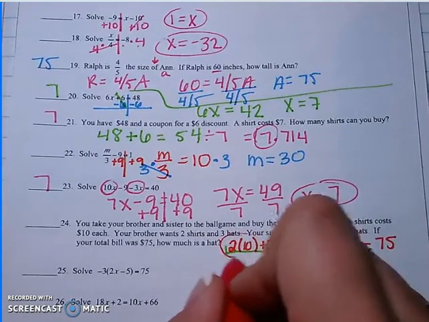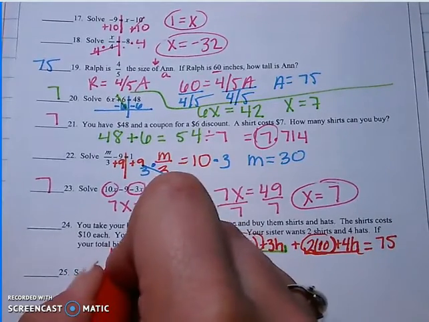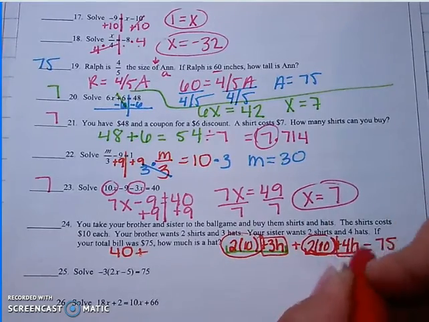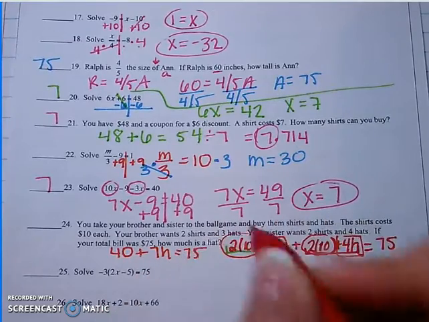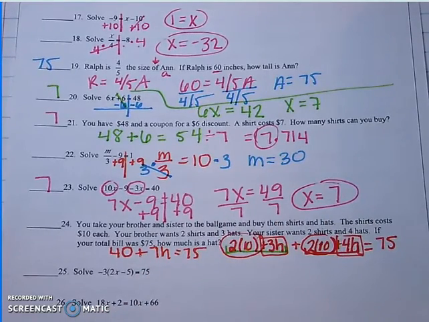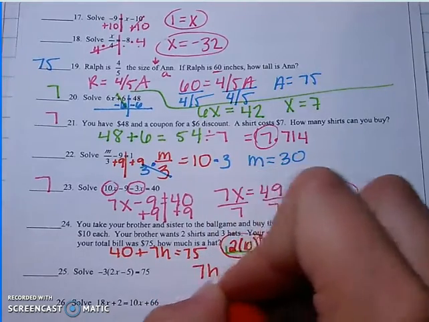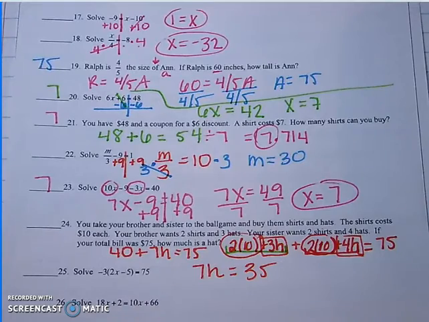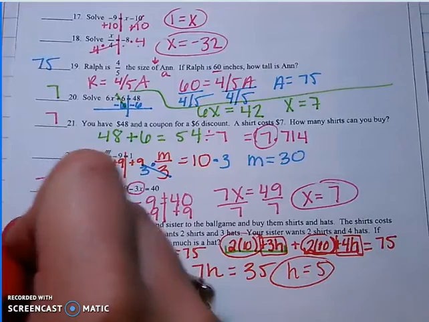I've got 20, and 20 is 40, plus 3 and 4 is 7 hats for $75. Subtract the 40, so 7h equals 35. Divide by 7. Each hat costs $5.